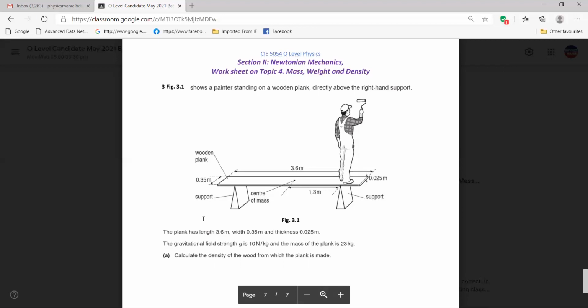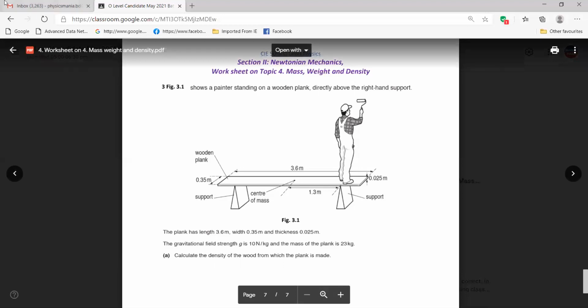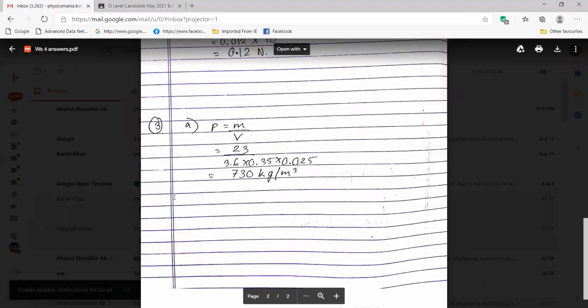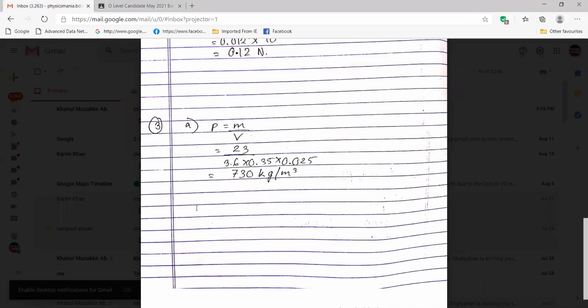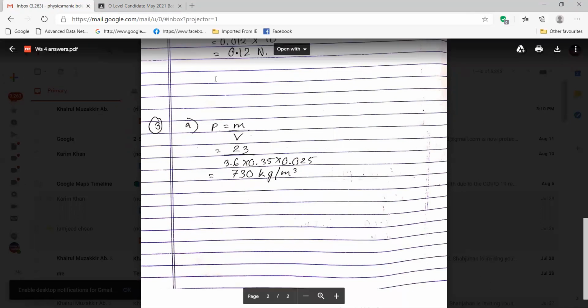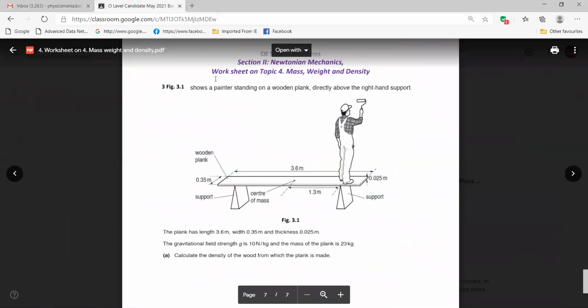For getting the density, you need mass and volume, right? Yes. You found the volume by multiplying all these three dimensions, right? So 3.6 into 0.35 into 0.025. Mass is 23 kg. So you are getting 730 kg per meter cube. Yes. Good.